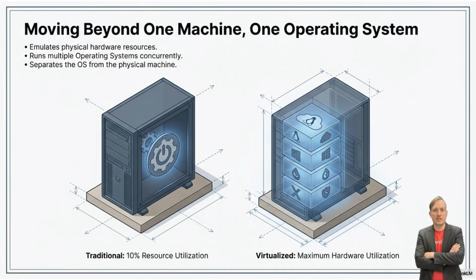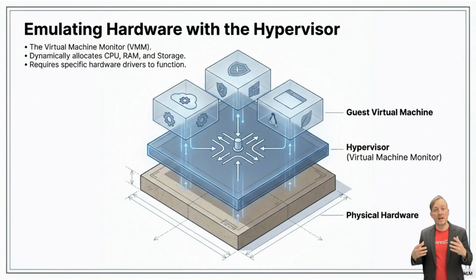By emulating physical hardware resources, we can separate the operating system from the physical machine and run multiple operating systems concurrently. While traditional setups might only achieve 10% resource utilization, a virtualized environment allows for maximum hardware utilization. This emulation is made possible by the hypervisor, which is also known as a virtual machine monitor, or VMM.